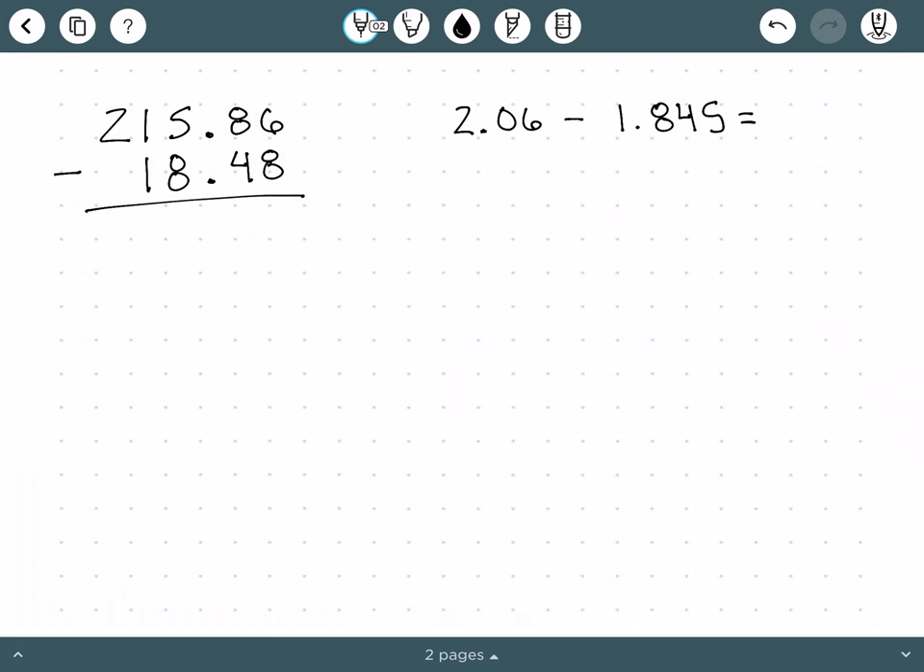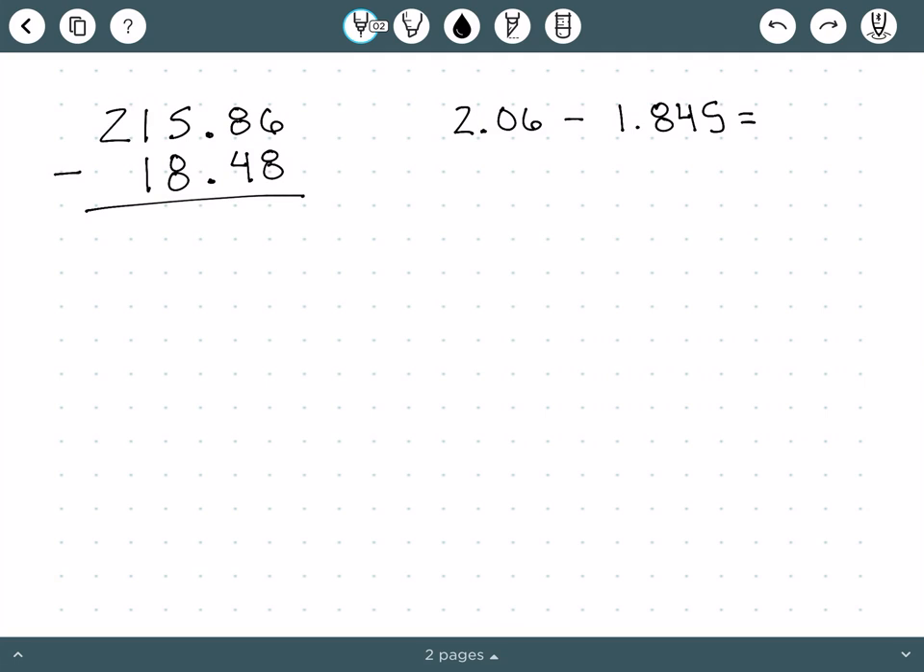So if I want to subtract things with the standard algorithm, you'll notice on this one, 215 and 86 hundredths. I know to call it 86 hundredths because I can see 86 and the 6 is in the hundredths place. Minus 18 and 48 hundredths. All right, well, let me go through that one.